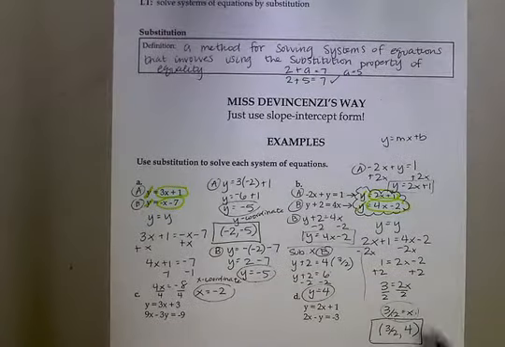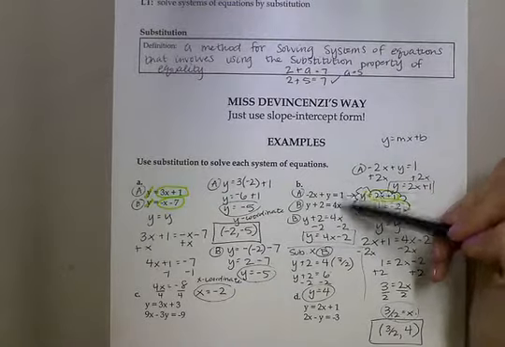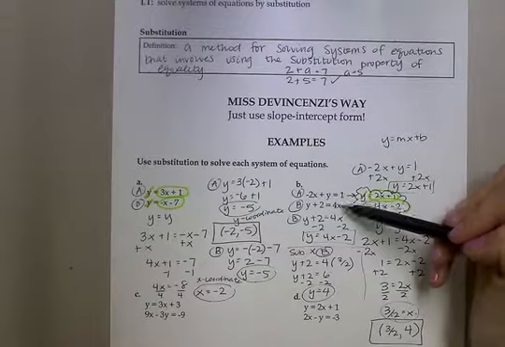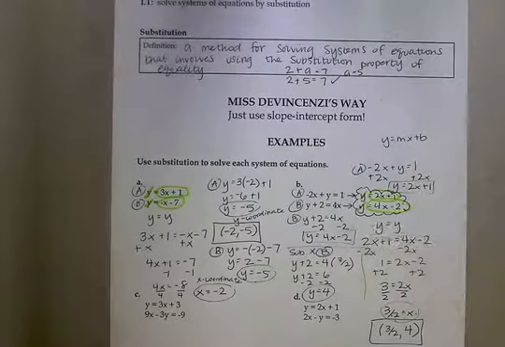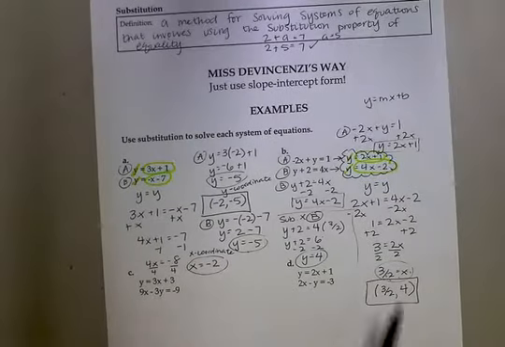Now to check your answer, you could plug our point back into each of the equations. You'll see that you get a true statement on both. So the coordinate is a solution for each equation. So the coordinate is a solution for the system. Let's take a look at these examples down at the bottom.